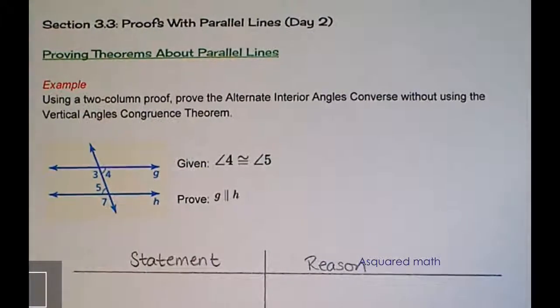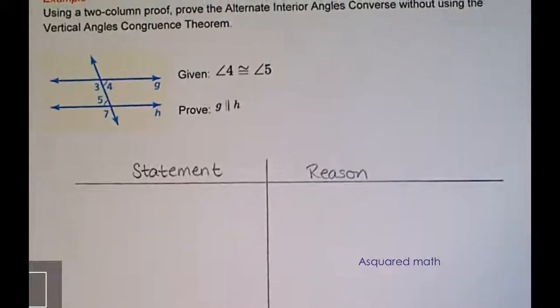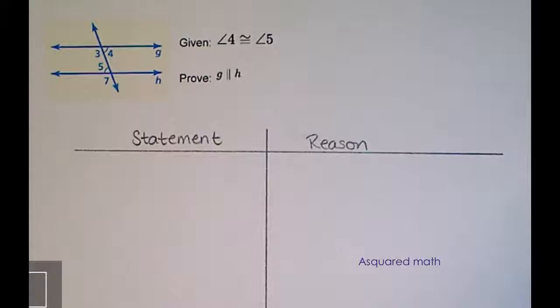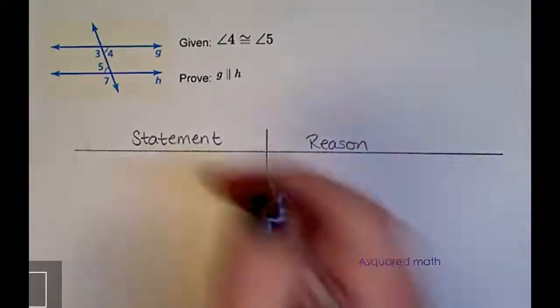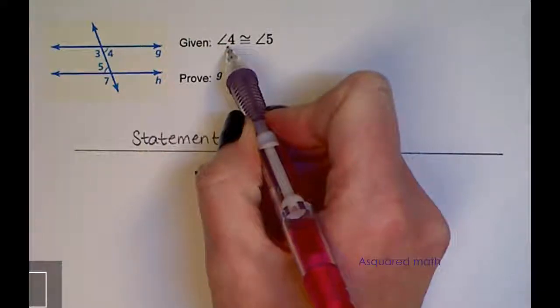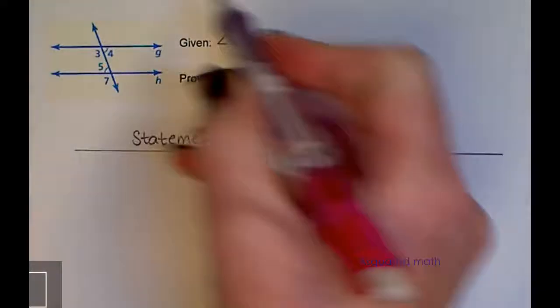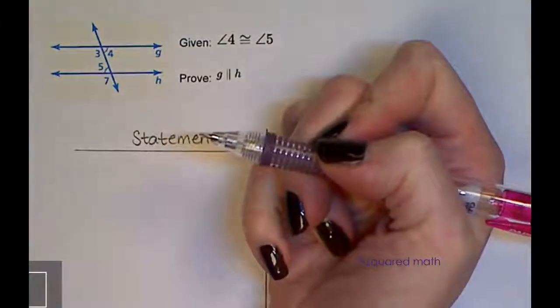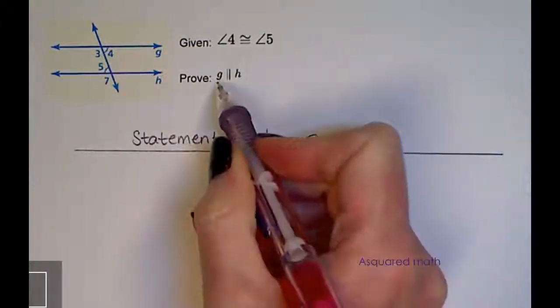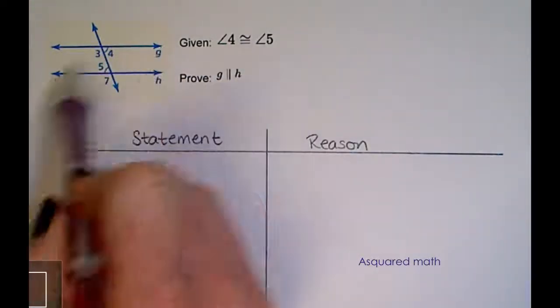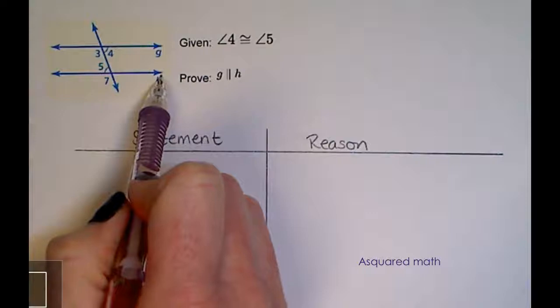And they give us a picture here, and they tell us a little bit about the picture. We have 2 lines, G and H, and various angles in here. They give us that angle 4 is congruent to angle 5. So they've marked that on the picture already for us. What we need to do is prove that line G is parallel to line H.